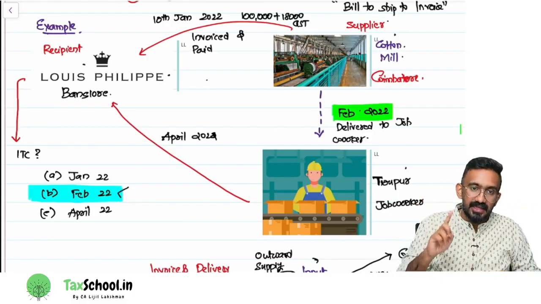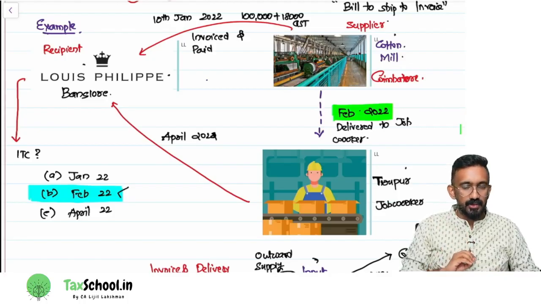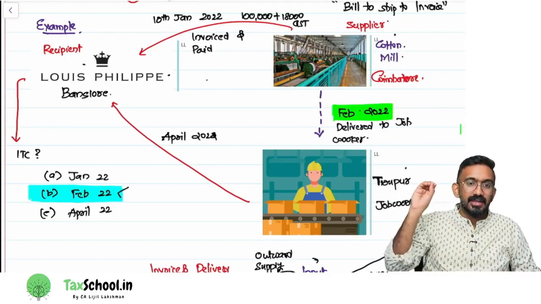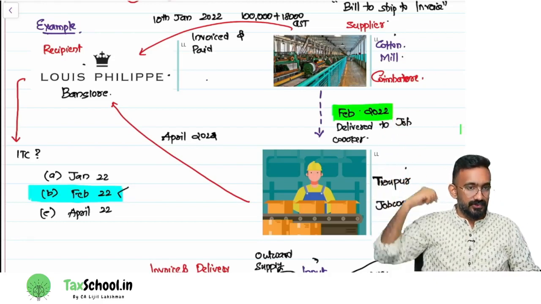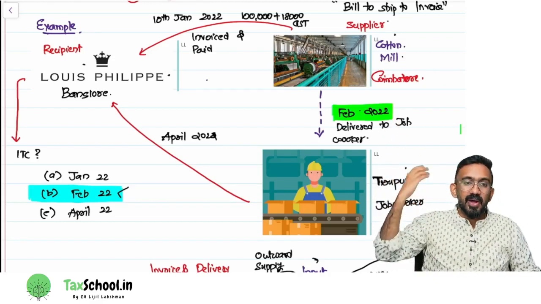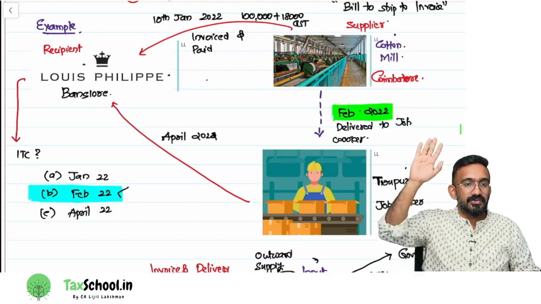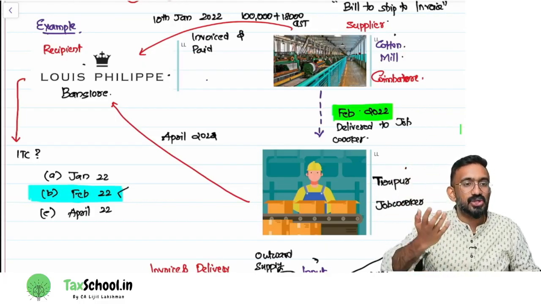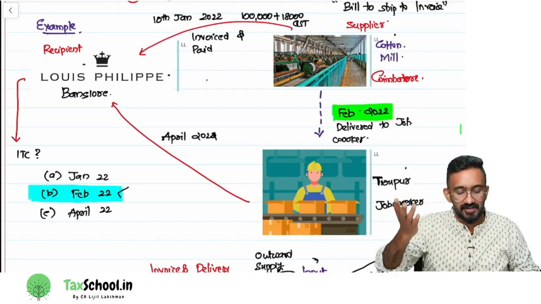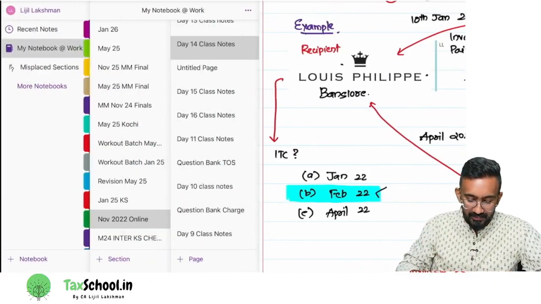They said they can take it in February. Why can they take it in February? Because when the job worker received it, they received it on behalf of Louis Philippe. So if a third party is receiving the goods on behalf of Louis Philippe, it is as good as Louis Philippe received, and thus the condition of receiving goods or services is satisfied. That is the clarification they have given from the third point.